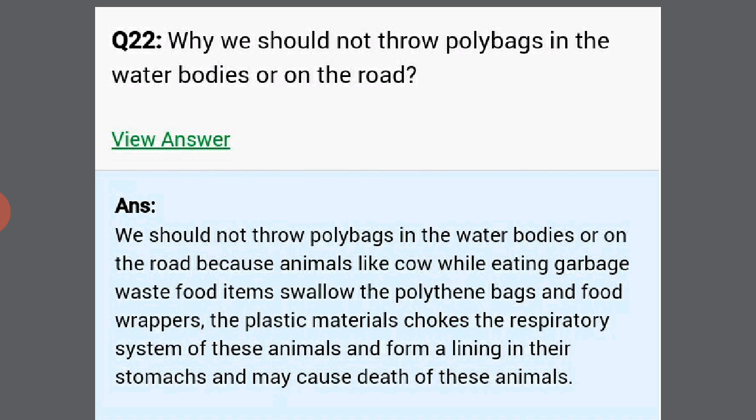We should not throw polybags in water bodies because it can harm the life of aquatic animals, and on the road it can be a cause of death for cows and other animals who are moving here and there for their food. So avoid throwing polybags in water bodies as well as on the road. Put them properly in a dustbin and try to recycle and reuse them. Okay, let's move further.